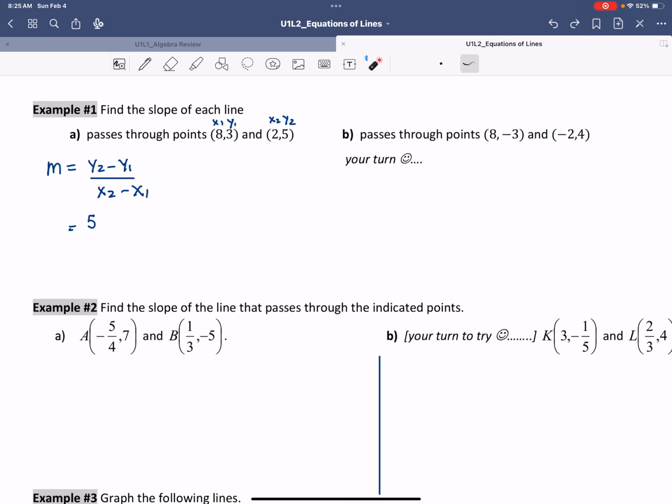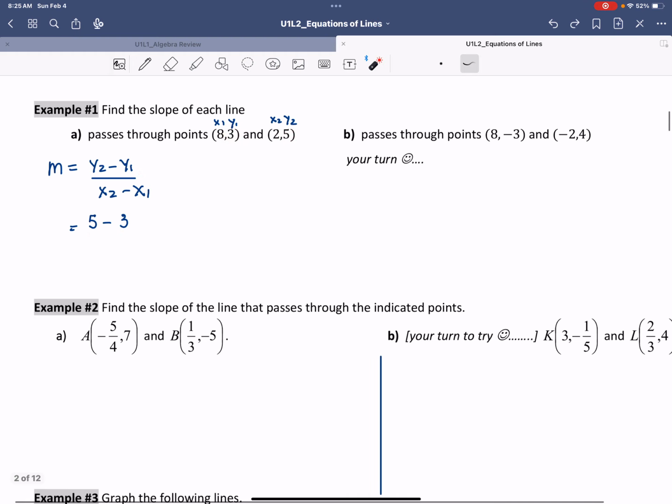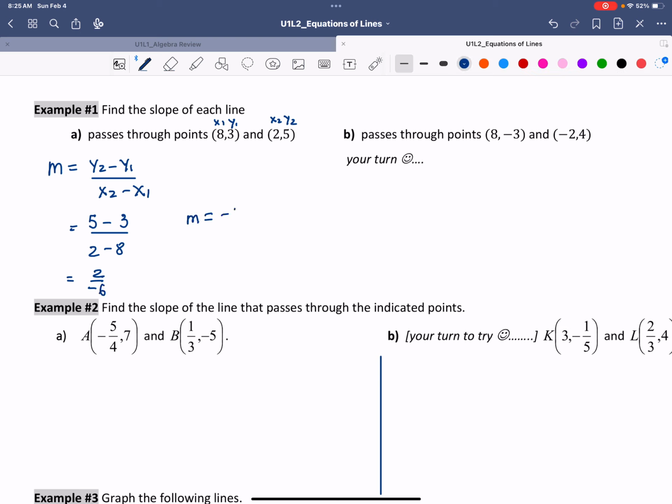Next, we substitute. y2 is 5, y1 is 3, so y2 minus y1 is 5 minus 3, divided by x2 is 2, x1 is 8, which means that in the denominator we'll write 2 minus 8. Next, you simplify. 5 minus 3 equals 2. 2 minus 8 is negative 6. And the slope in this case would be equal to negative 1 over 3.